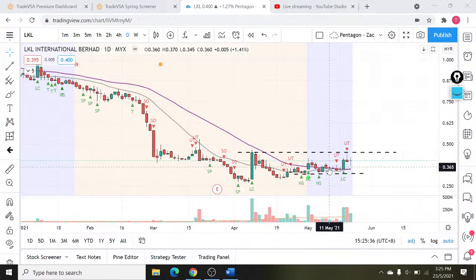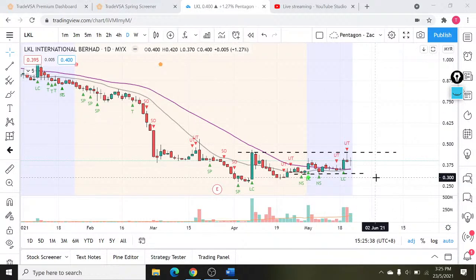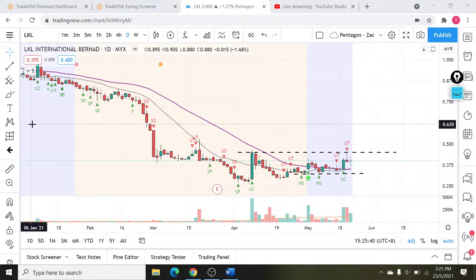Yep. So let's look into the question: if the daily is below the 40, is it okay? You should choose those with a weekly chart above the 40. Yeah, you can also, Rosalind, because sometimes some stocks are making a big pullback on the daily chart, right?